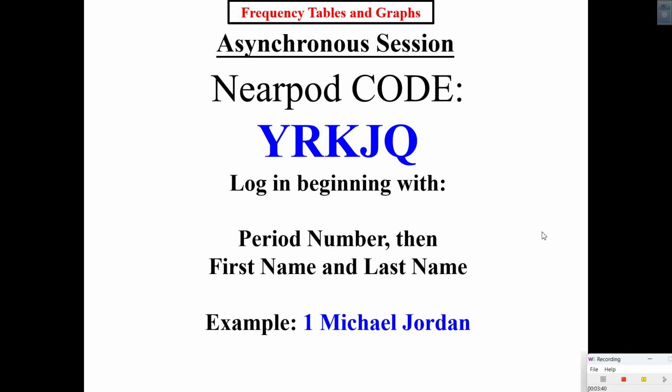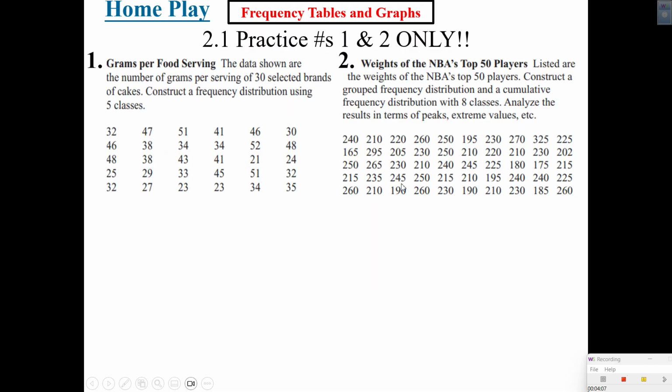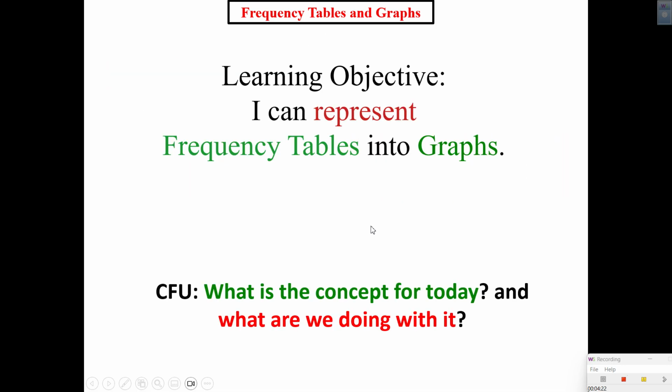Yes? Yes, Mr. Q. All right, so last night that was due at the end of the period was 3 and 4. Tonight is 1 and 2, and look at all those numbers now. Let's go. Yeah, we got this. Oh, yeah, Aaron's looking at it. He's all, what in the world? Oh, yeah, Aaron, we got this. All right, there we go.